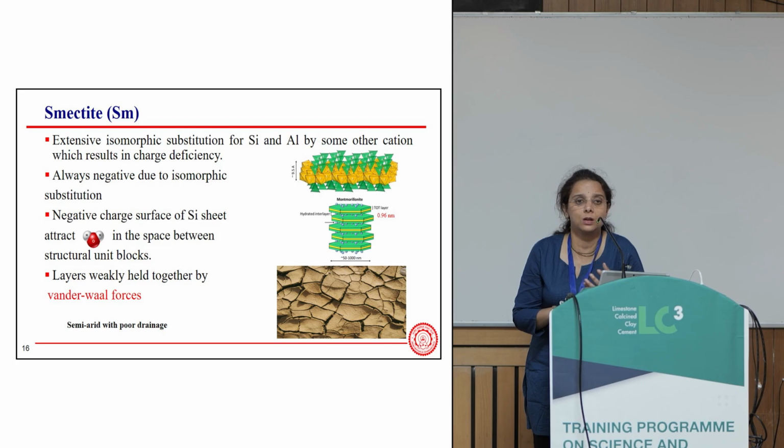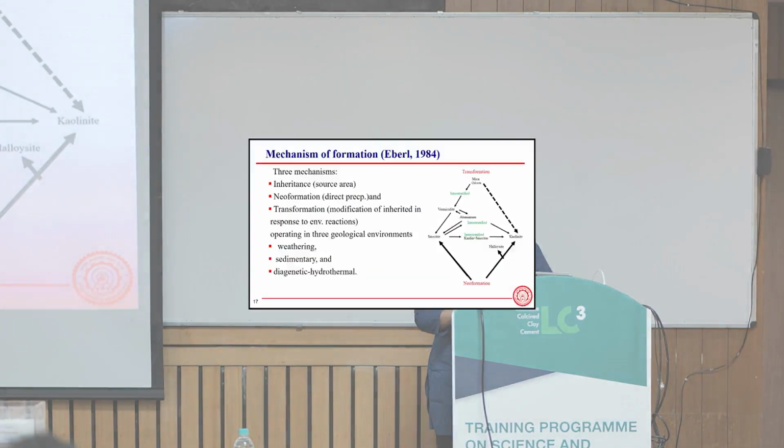And when you see structures which are always cracking, this is due to smectite clay. And the best area to find this clay is the semi-arid climatic condition where the drainage pattern is very poor. So naturally we have it in India, in the Rajasthan area or some arid regions of Gujarat. So we can find smectite clay in those areas.